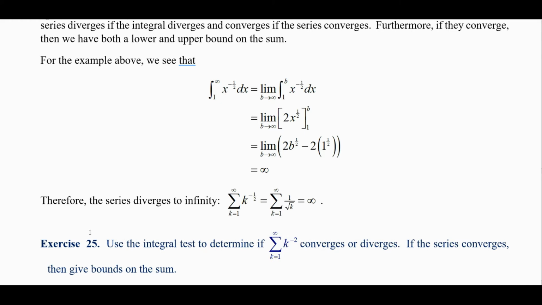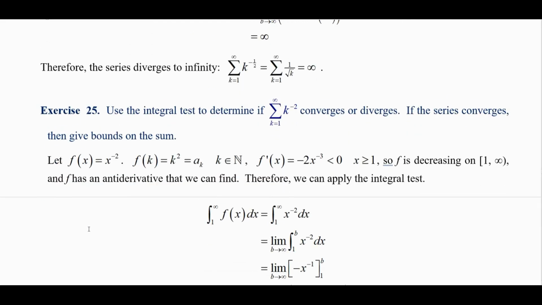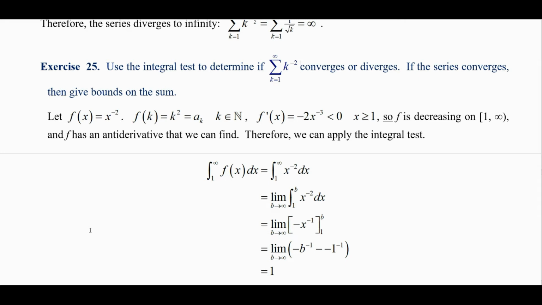Press pause now. Okay, before we use any test, we have to verify that the hypotheses of that test are valid. First of all, we take this sequence a sub k equals k to the negative 2, and make a function that agrees with it by just switching the k's to x's. So we get f of x equals x to the negative 2. Certainly f of k is k to the negative 2, which is a sub k. So it agrees with all those. That's kind of obvious.